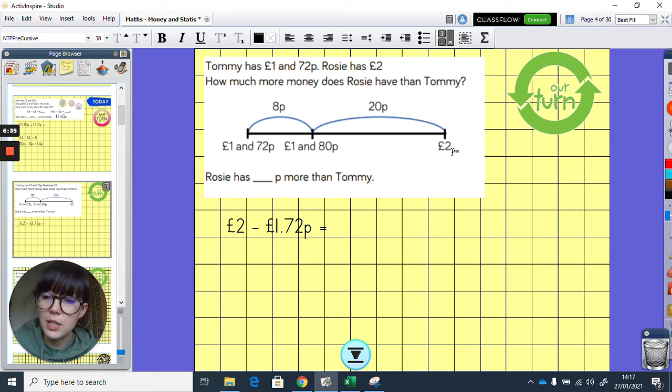What I'd like you to do is pause the video here and have a go at working out how many more pence Rosie has than Tommy. Pause the video here. Okay, so you should have paused the video.